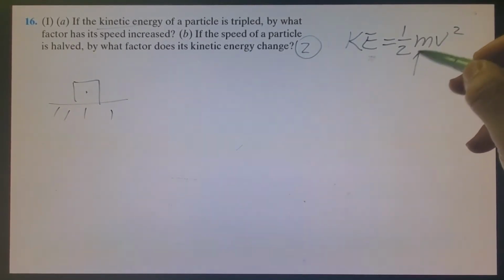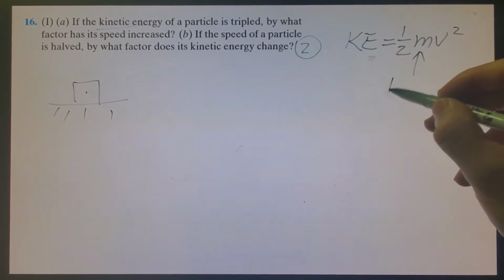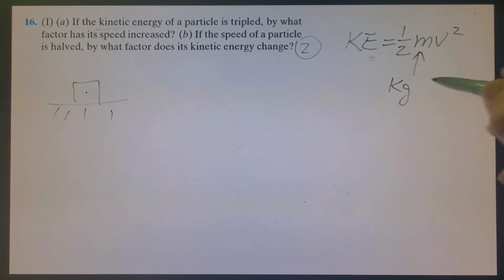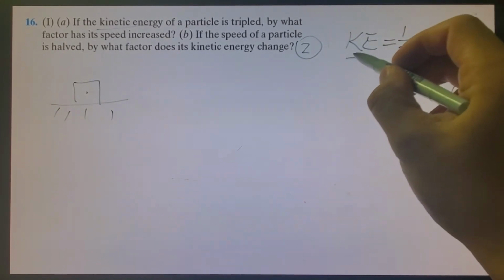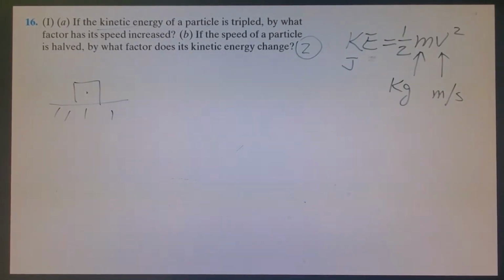M is the mass, and it has the standard SI unit kilogram. V is velocity. The standard unit for velocity is meters per second. If you combine these units, you automatically get the unit of joule.